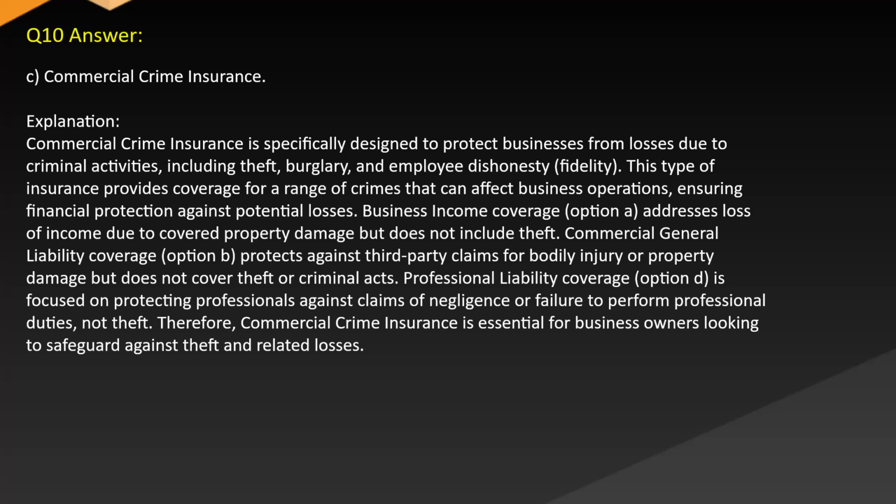Business income coverage, option A, addresses loss of income due to covered property damage but does not include theft. Commercial general liability coverage, option B, protects against third-party claims for bodily injury or property damage but does not cover theft or criminal acts. Professional liability coverage, option D, is focused on protecting professionals against claims of negligence or failure to perform professional duties, not theft. Therefore, commercial crime insurance is essential for business owners looking to safeguard against theft and related losses.